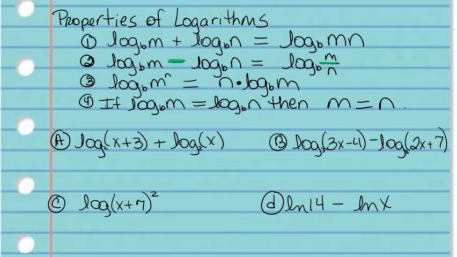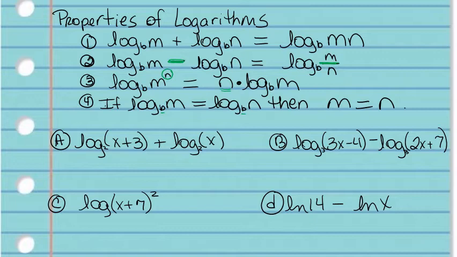And the third one takes the log of something raised to a power, and allows it to become a multiplier or a coefficient of the log. The fourth one's called the one-to-one property. It allows us to have an equation where 2 logs are equal to each other as long as they have the same base. Then we can basically ignore the logarithms and just look at what we're taking the log of. And so the primary way we use these properties is in condensing and getting expressions with only a single logarithm.